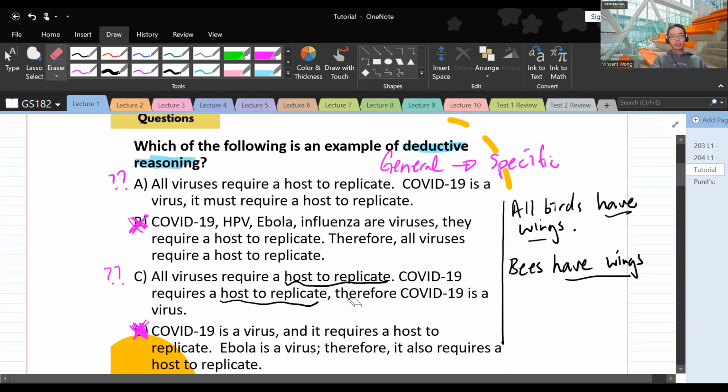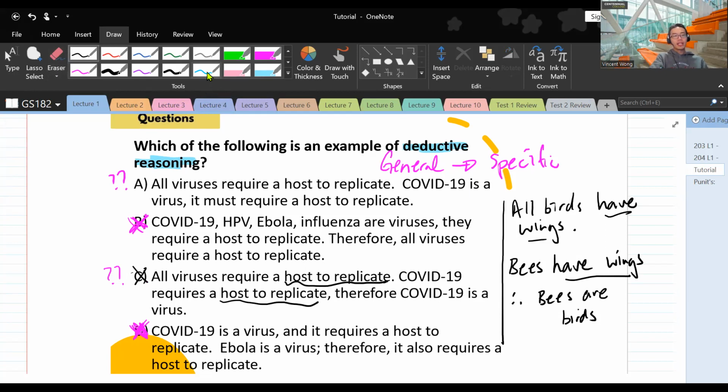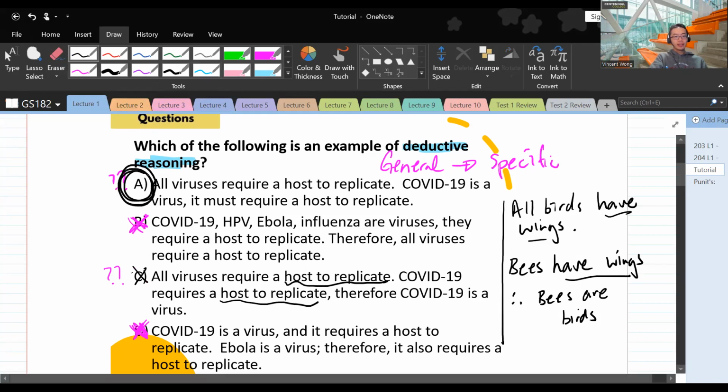So what's my conclusion according to this structure? Bees have wings. So therefore bees are what? According to this logic, what should I write next? Bees are birds, right? And you know that's not true, right? That's ridiculous, of course, right? So it's the same kind of flawed logic that caused C to be the incorrect answer, okay? In the bird example, it should have been something is a bird, therefore it must have wings. So for that reason, A is the correct one, okay?